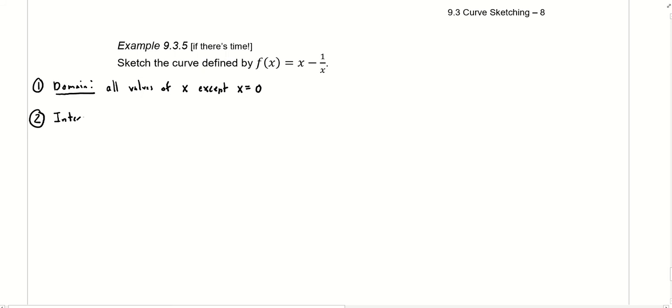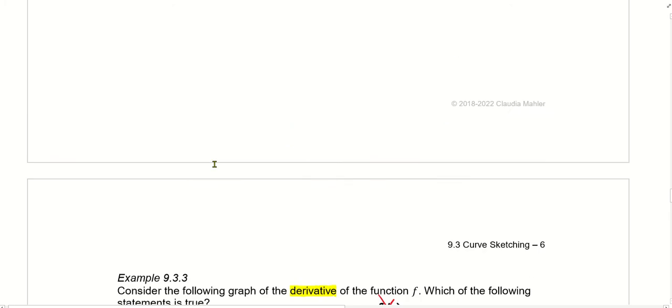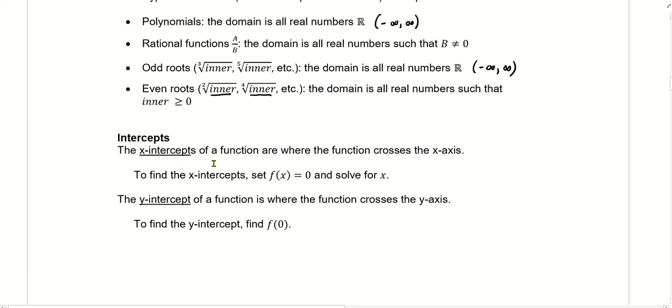So the second feature that we can consider just by looking at the function itself, and I'll scroll back up to the top for this, are the intercepts. When we talk about the intercepts of a function, there are two different types of intercepts we can have: x-intercepts, where the function crosses the x-axis, and y-intercepts, where the function crosses the y-axis. To find our x-intercepts, we set our function equal to 0 and solve for x. And for the y-intercept, we find the function at 0.